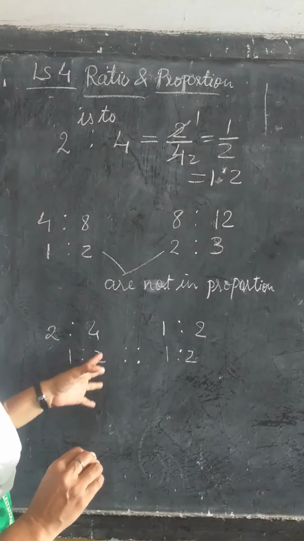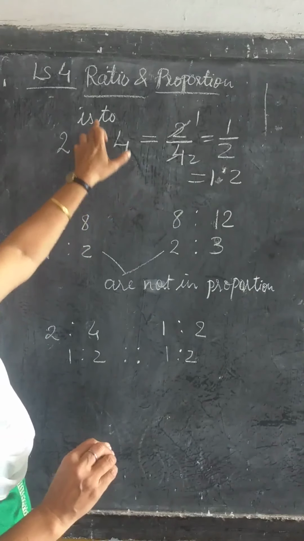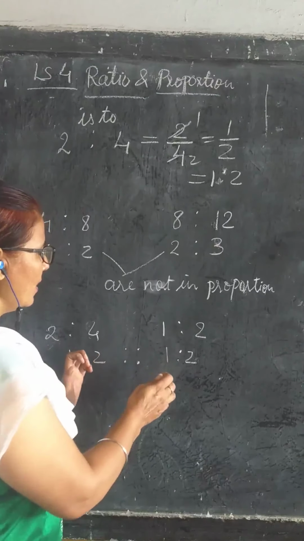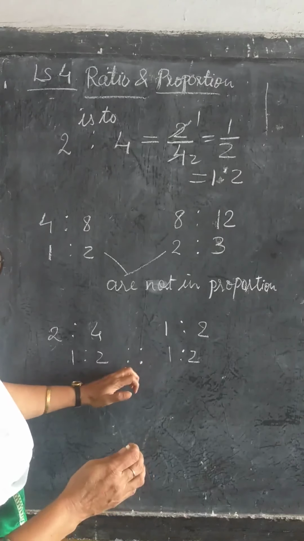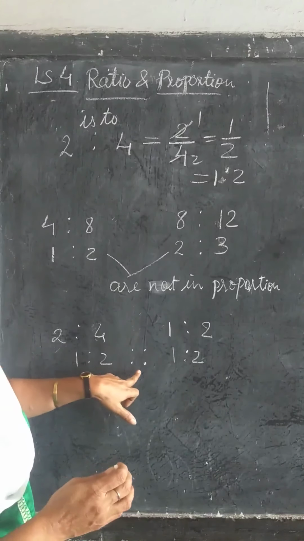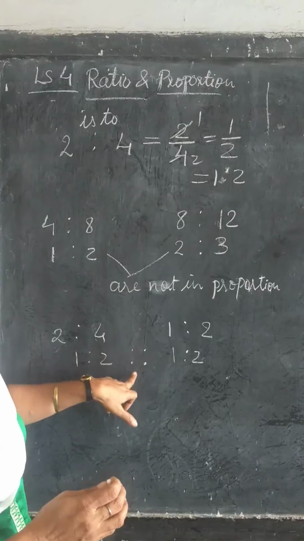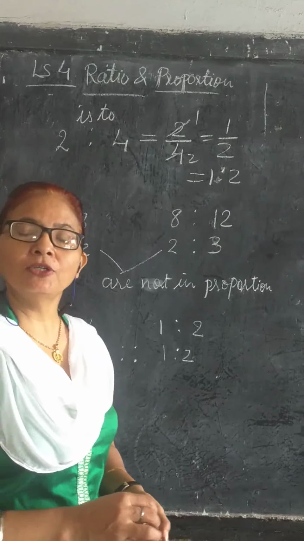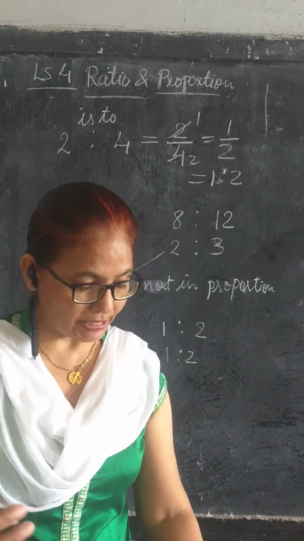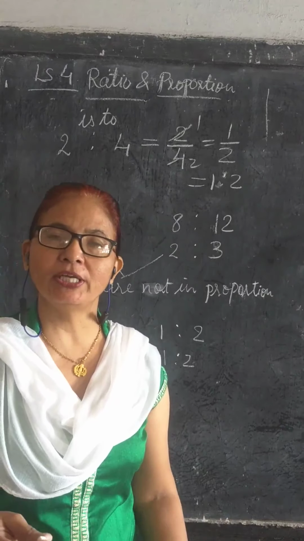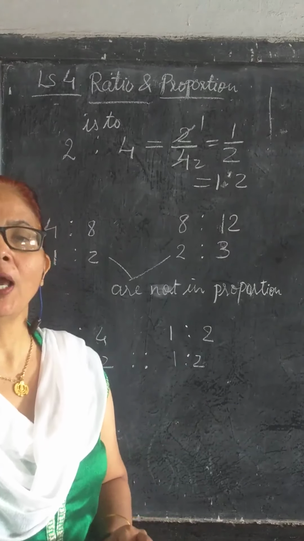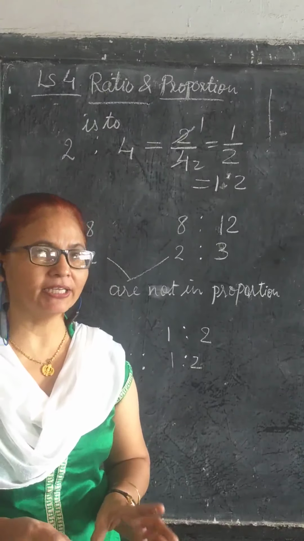So in this way, comparison of two numbers is called ratio, and when we compare two different ratios, if their ratio is not the same, we say they are not in proportion, and if their ratio is the same, we say they are in proportion. Now children, there are many types of proportion, but today we will study only two types, direct proportion and indirect proportion.